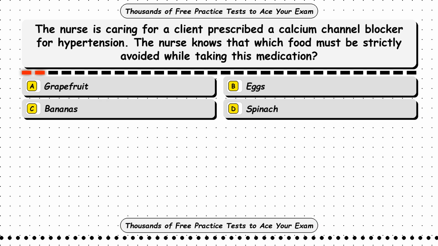Question 94. The nurse is caring for a client prescribed a calcium channel blocker for hypertension. The nurse knows that which food must be strictly avoided while taking this medication? Option A. Grapefruit. Option B. Eggs. Option C. Bananas. Option D. Spinach.